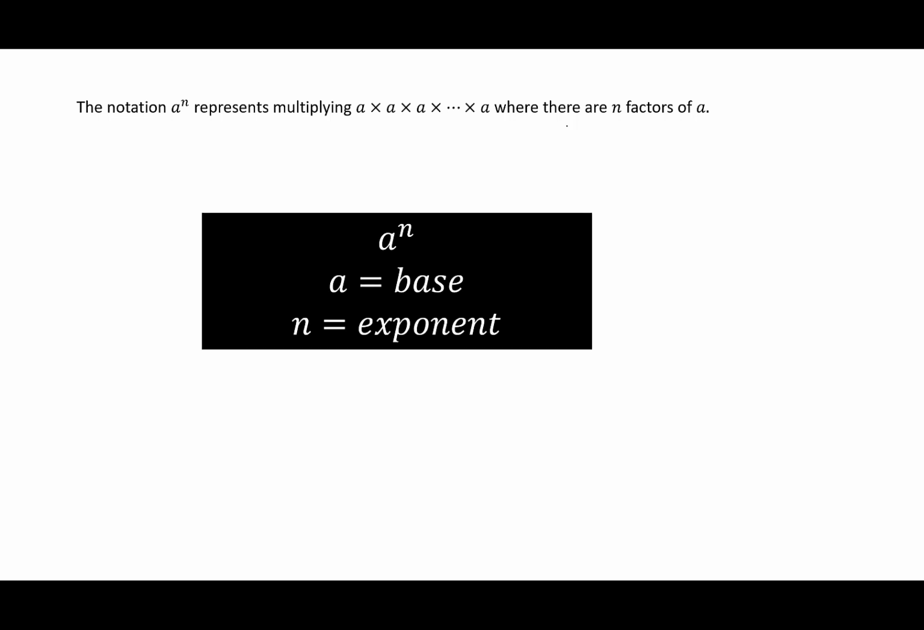s by itself. The notation a to the n represents multiplying a times a times a times ... a, where there are n factors of a. Here we call a the base, and we call n the exponent of our expression.